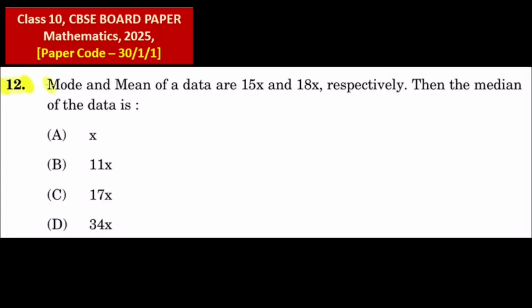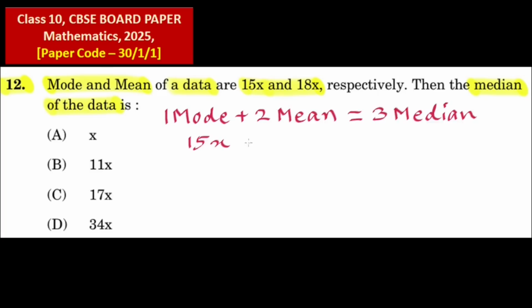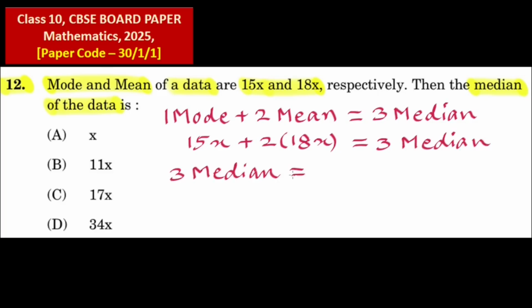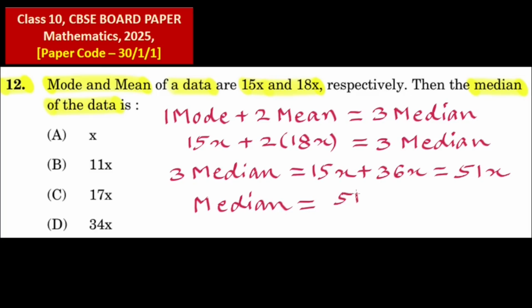Question 12. Mode and mean of a data are 15x and 18x respectively. Then we have to find the median of the data. We have 1 mode plus 2 mean equals 3 median. Putting the values, 15x plus 2 times 18x equals 3 times median. So 3 times median equals 15x plus 36x, 51x. So median will be 51x upon 3, 17x. Hence the correct answer option is 17x.